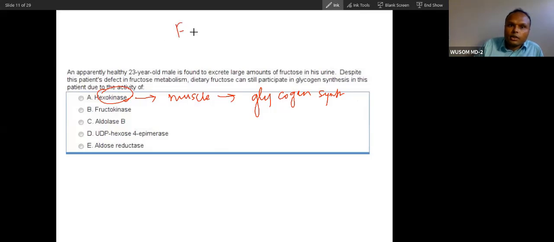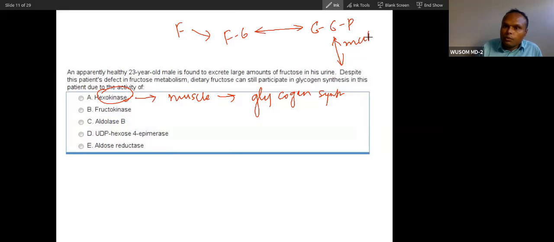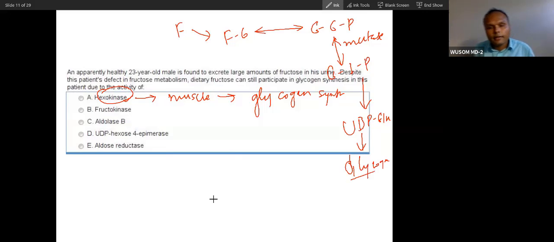Through hexokinase, fructose will convert into fructose 6-phosphate. And fructose 6-phosphate, through the isomerase enzyme, phosphohexose isomerase, will be converted into glucose 6-phosphate. Glucose 6-phosphate, through a mutase enzyme, which mutase? Phosphoglucomutase, becomes glucose 1-phosphate, then UDP glucose, and UDP glucose into glycogen. Did you understand? Be quick to reply, please.